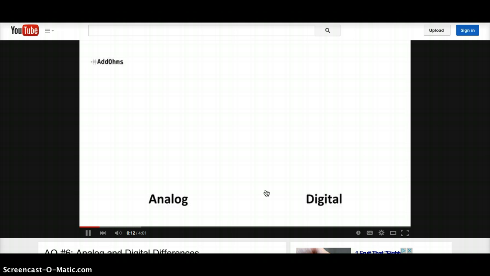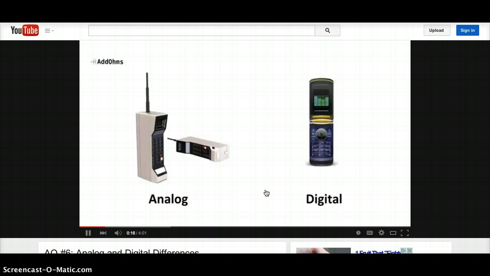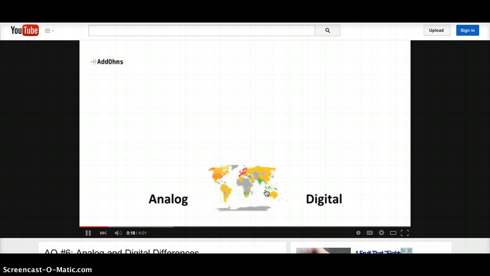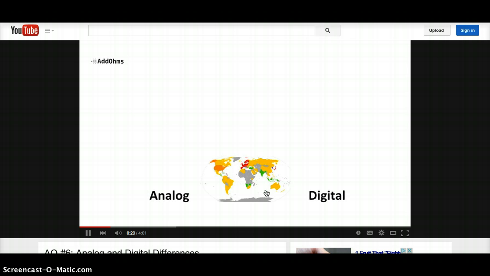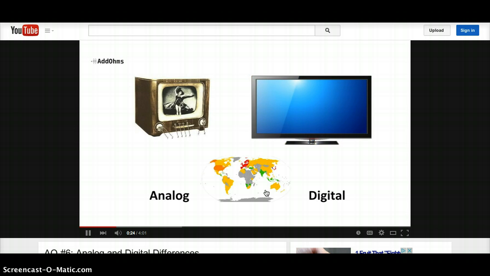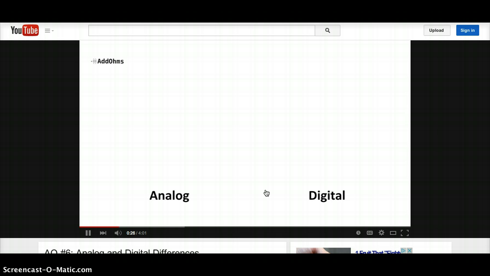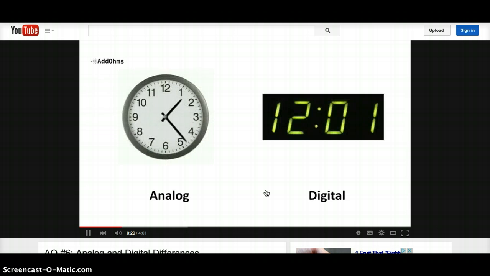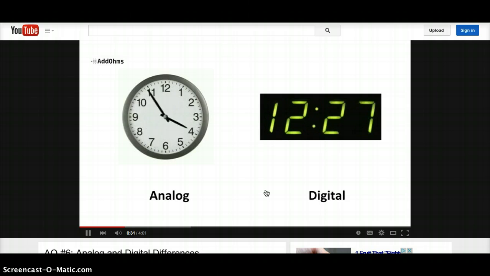Instead, it's like old cell phones, which used to be analog, but now they're all digital. At this point, most countries have either changed or are in the process of changing their television transmissions from analog to digital as well. Even clocks can be analog or digital. Let's use these clocks to learn the difference between analog and digital electronic signals.